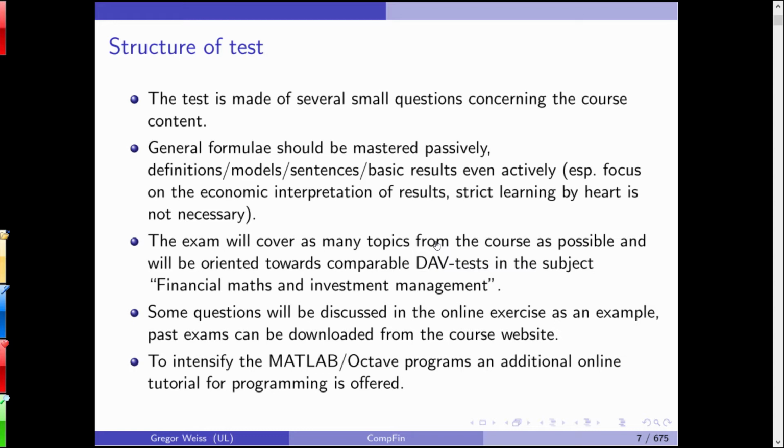The general formulae should be mastered passively. You shouldn't learn all the formulae by heart. I am putting much more emphasis and focus on the economic interpretation of these models and these formulae. Okay.